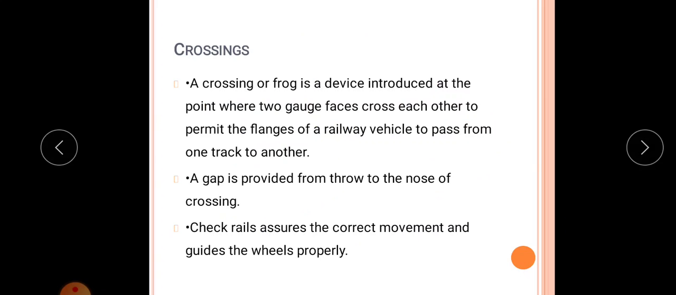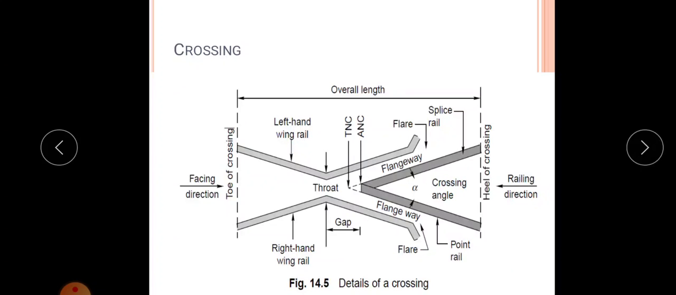A gap is provided from the throat to the nose of the crossing so that it can deviate. And the check rails ensure correct movement and guide the wheels properly. Here also we are providing a check rail to assure the correct movement and guide the wheels properly in the correct direction. Okay, so this shows the crossing.